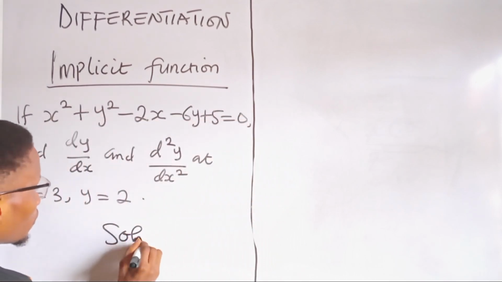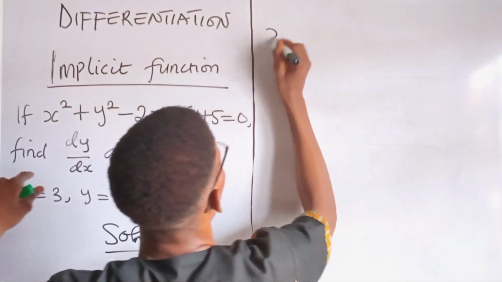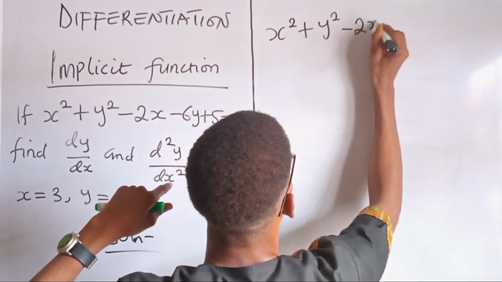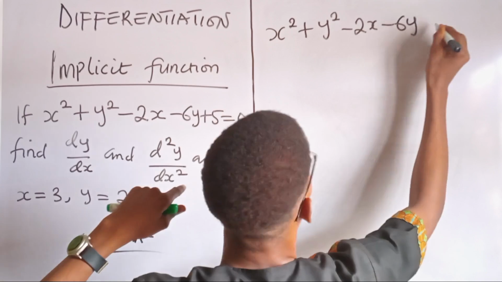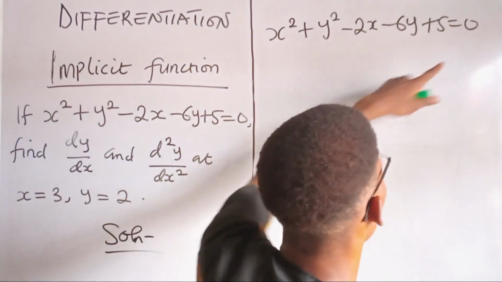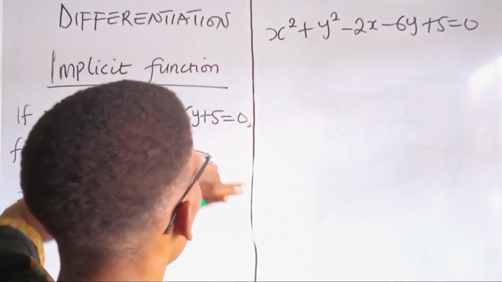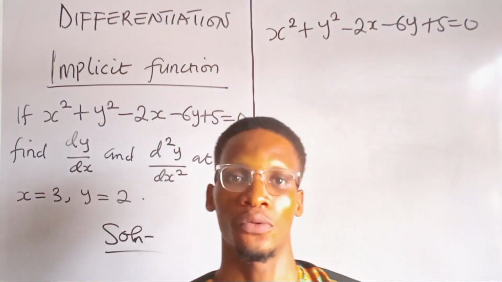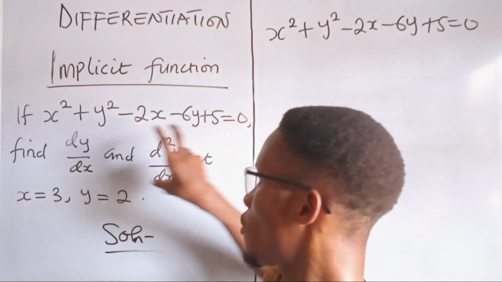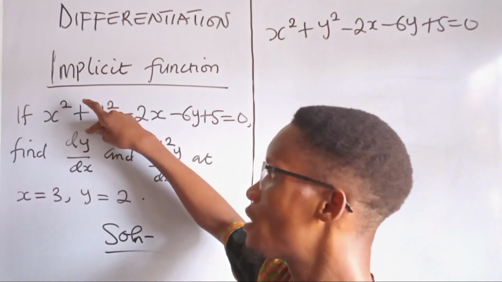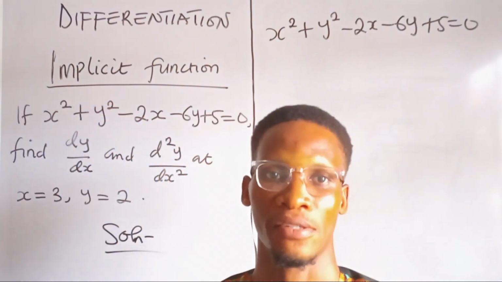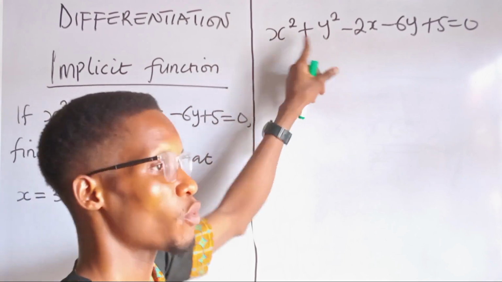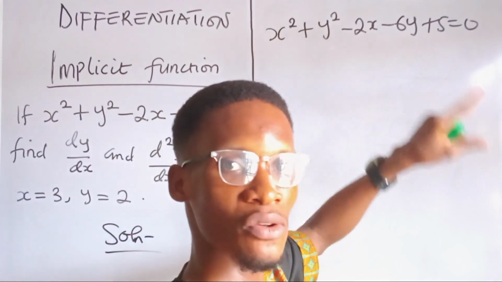Solution. We are given x squared plus y squared minus 2x minus 6y plus 5 equals 0. When differentiating, you need to look at what question is given to you. Here, we'll first solve this before we go to the second derivative. They say we should find the derivative of y with respect to x. So we're solving for y with respect to x and not x with respect to y.